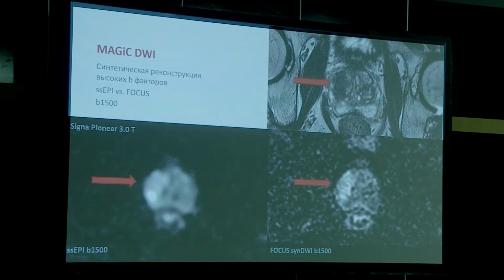So up to now we separately acquired the B1500 with a single shot epi, but since recently on our system we can also calculate higher B values from the focused diffusion sequence. So in this case, we are able to combine the high signal and the high spatial resolution in the same sequence, and even saving time, since we do not have to do this anymore.